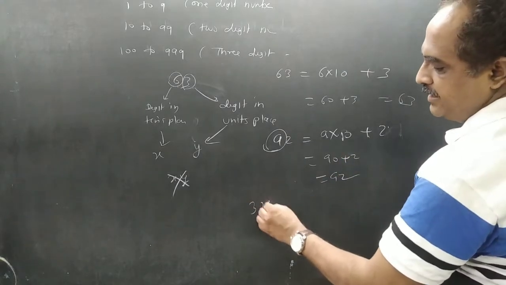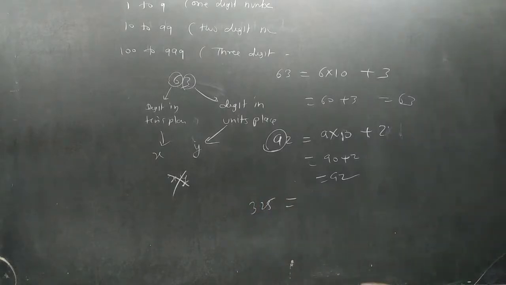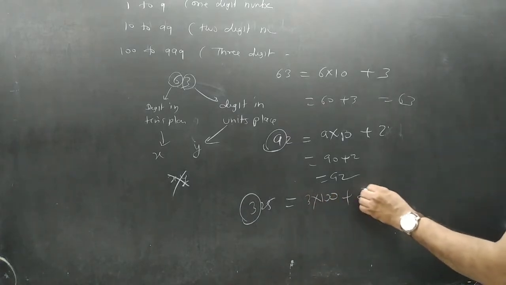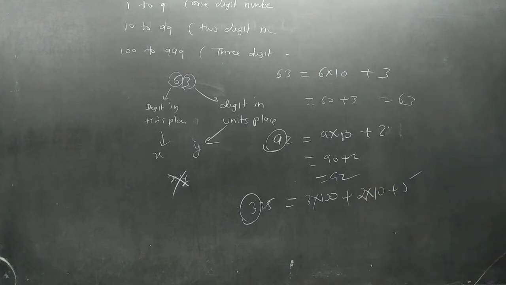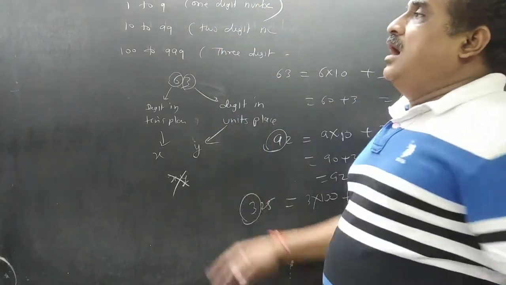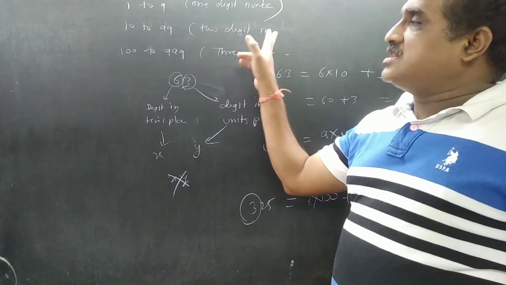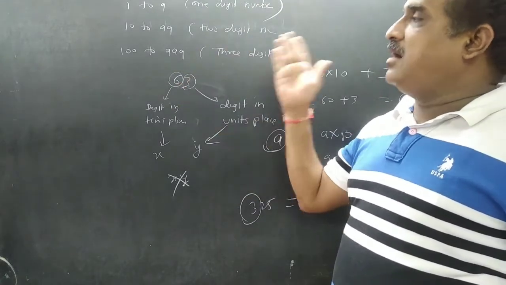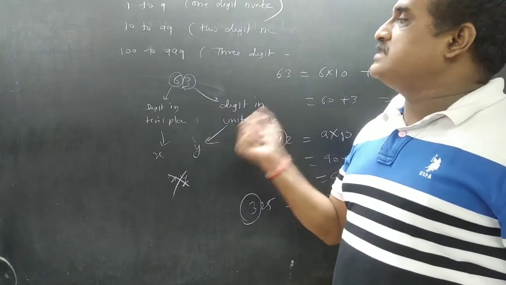Suppose 325 is there. This is a 3-digit number. So what are you going to do? The digit in hundreds place, we are going to multiply by 100. The tens place you are going to multiply by 10, and the unit place you are going to add to it. This is the way you represent a 2-digit or 3-digit number. I think you understood the concept. 1 to 9 is called a 1-digit number, and 10 to 99 is called a 2-digit number. 21, 63, 99, 94 are all 2-digit numbers.